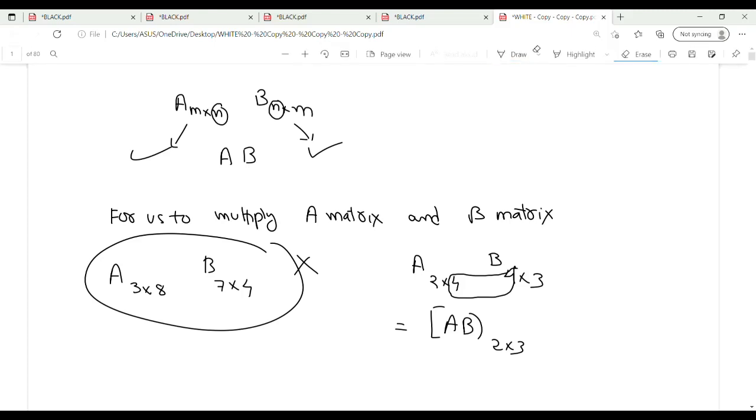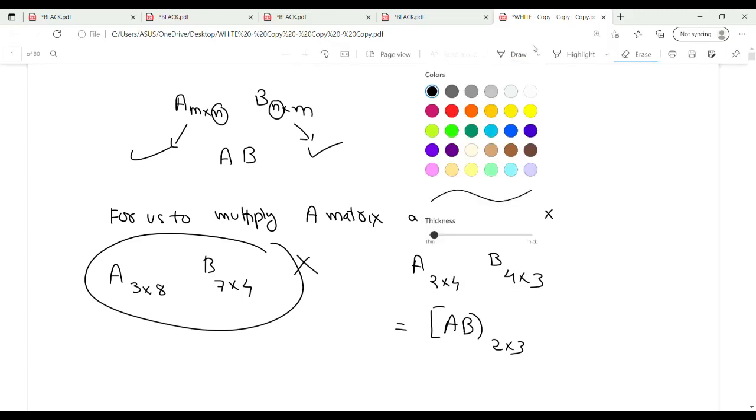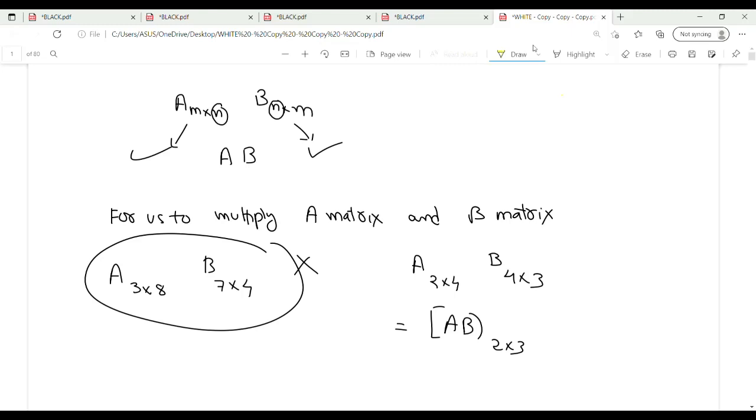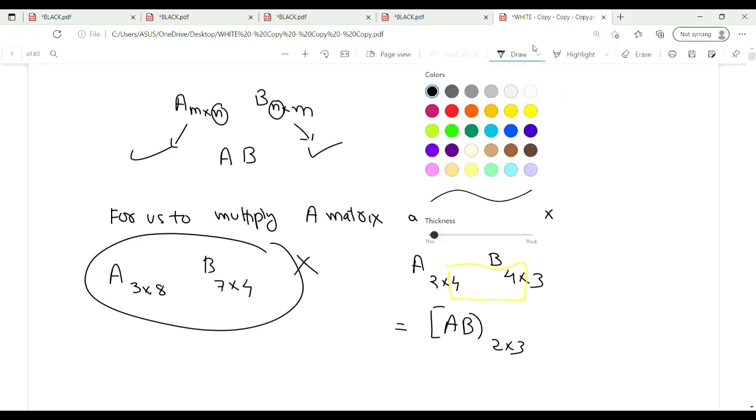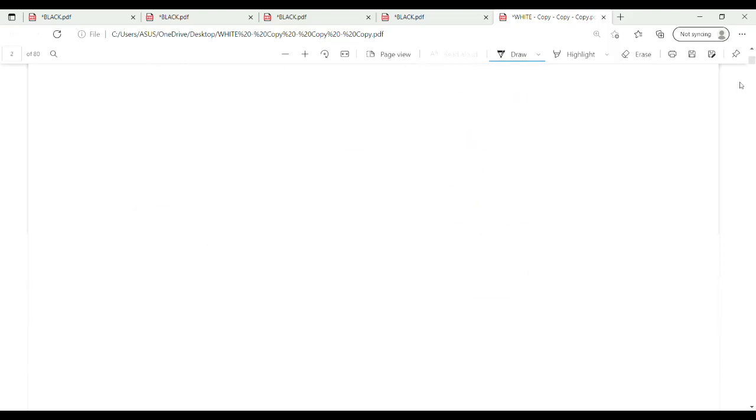Let me rub it and draw this again using a separate color, so that it will be easy for you to understand. You can think of it like this, that it will get separated out, and only the number of rows of A and the number of columns of B will be left. Let me give you an example again. Let's say we have a matrix A, which is a 7 cross 9 matrix, and a matrix B, which is a 9 cross 1 matrix.